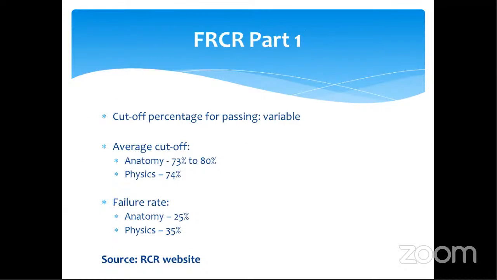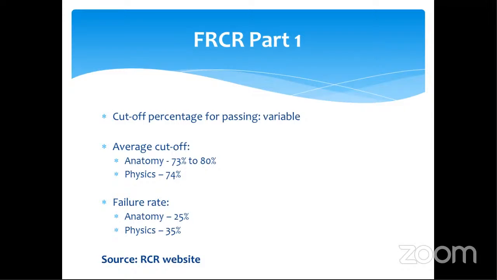Cutoff percentage for passing varies for part 1 and part 2A. The average cutoff marks which you need to get to pass ANAT are 73 to 80%. That varies from session to session. For physics, on average, you need to score around 74% to pass. This is from the data on the RCR website from the last 5 years.